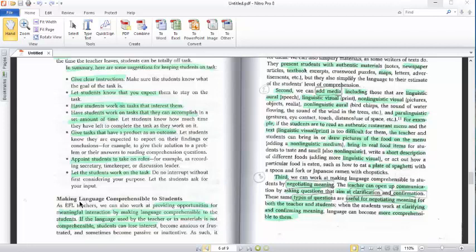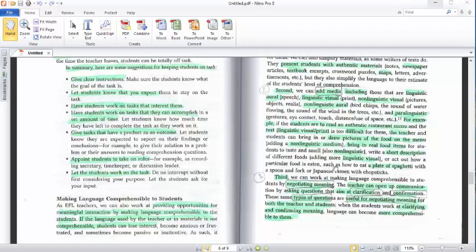Today we have making language comprehensible to students. If you remember, we have questions for providing opportunities: EFL teachers should provide opportunities for meaningful interaction by making language comprehensible to students. How can we make language comprehensible to our students?